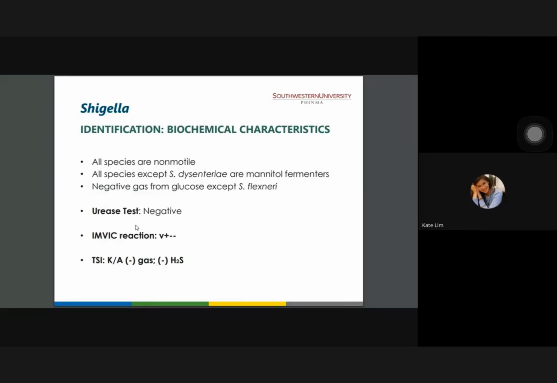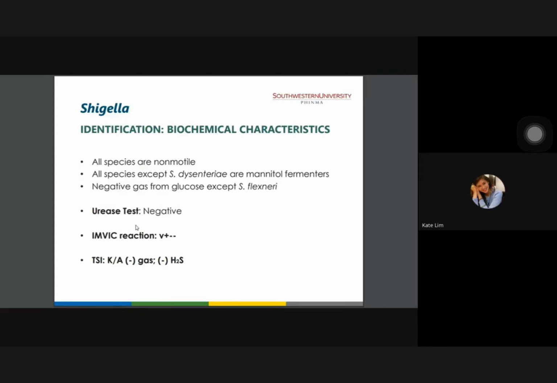So here are some of the basic characteristics of your Shigella. All Shigella are non-motile, meaning all Shigella species are non-motile, meaning this bacteria has no H antigen. So unlike many other enteric bacteria, Shigella lacks flagella.